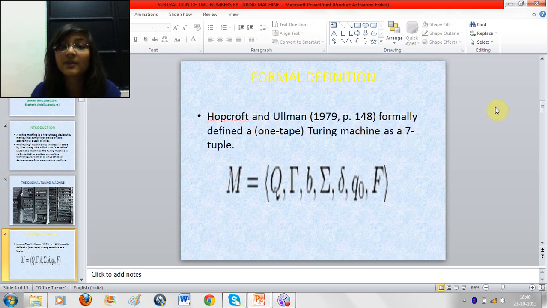Now we will give the formal definition of the Turing machine. Hopcroft and Ullman in 1979 formally defined the one-tape Turing machine as a 7-tuple, where M is the Turing machine, given by Q, gamma, blank symbol, sigma, delta, Q naught, and F.